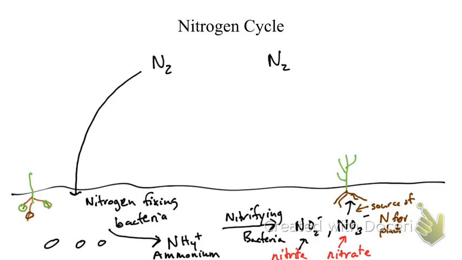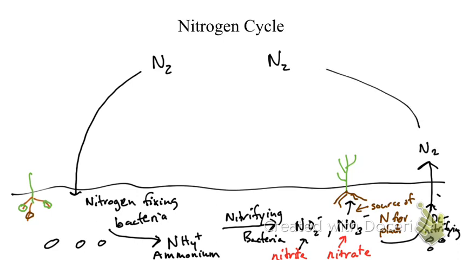But how does it get back in the air? Well, there's another set of bacteria, and these are called denitrifying bacteria. And what they do is they take the NO3, the nitrate, and convert it back to N2, until you have your cycle here. Okay?